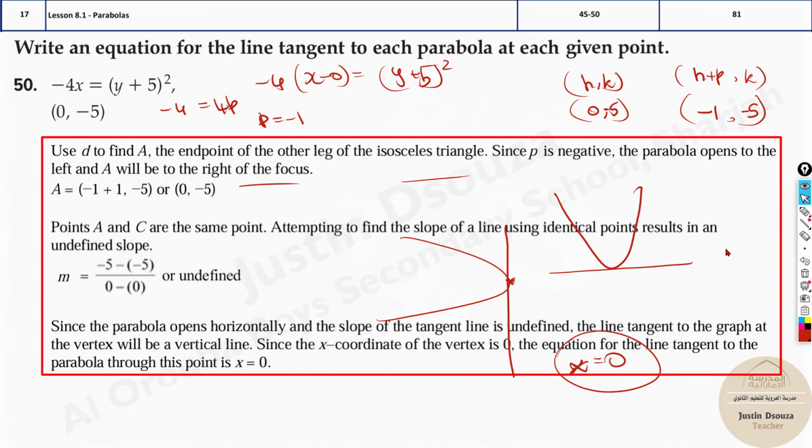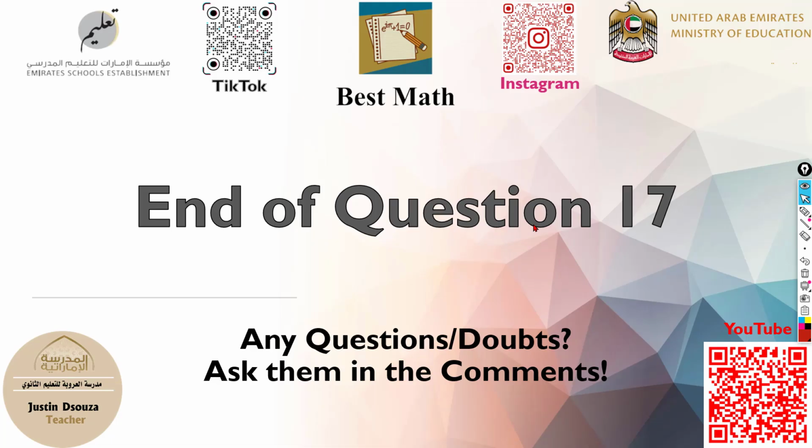So it'll either be a vertical or horizontal. Since our given parabola is opening left side horizontally, it can only be a vertical line at x is equal to 0. What is the x value? 0, right? So at that point, it must be a vertical line. It can't be anywhere else. So that's how we solve this particular problem, and that's the end of this question 17.